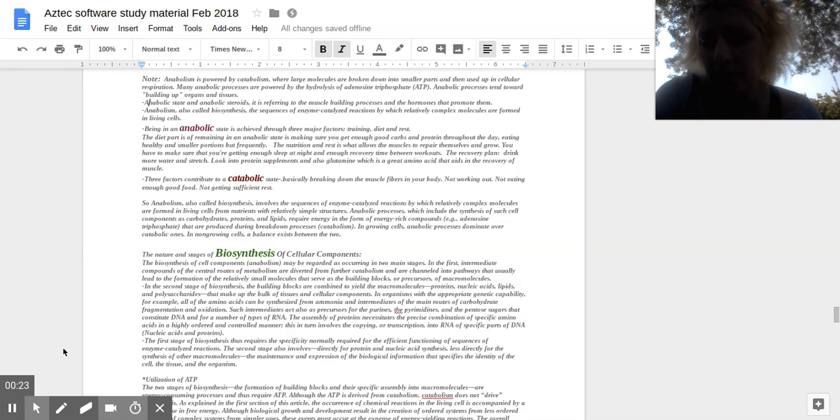This is life science and cell biology in a nutshell. So, the difference between the terms anabolic and catabolic. Anabolic is when you are building up complex molecules. Anabolism is also called biosynthesis. It is a sequence of enzyme catalyzed reactions.